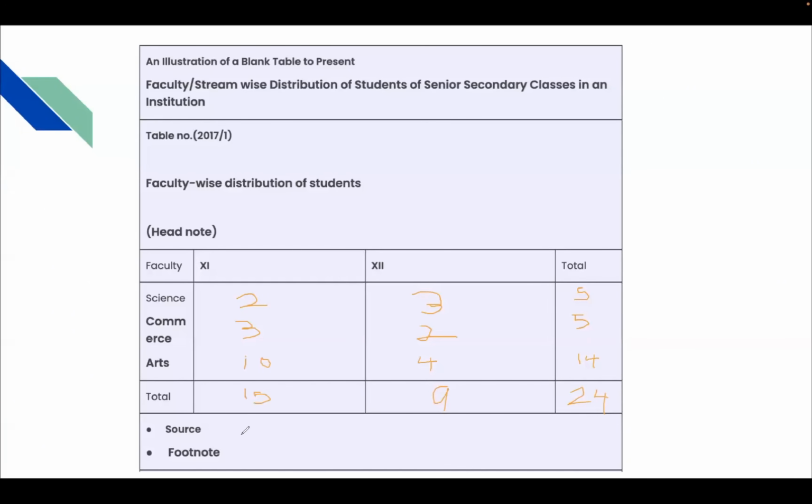For the source, you state where the data came from. Then footnotes give additional information. For example, you can say that male and female are measured in thousands or in hundreds. You can also signify that people that were sick, or not available during the census, were not captured in this data. So this is actually a very robust table because it gives room for so much information to be captured.